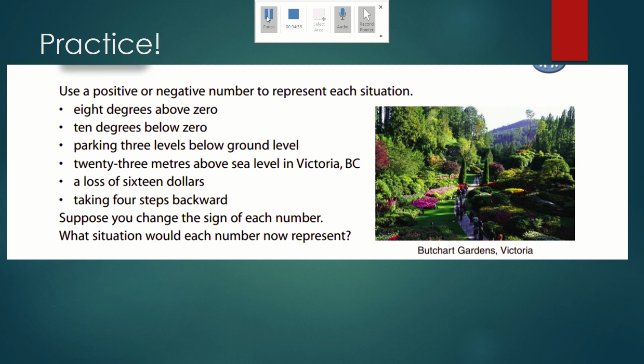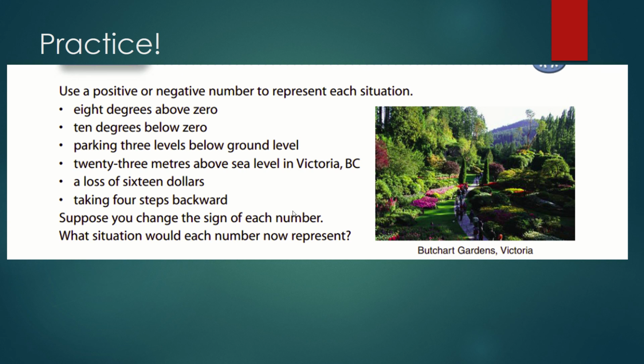What I mean by that is take a piece of loose leaf out. And what you're going to do is use a positive or negative number to represent each situation. So we have 8 degrees above 0, 10 degrees below 0, parking 3 levels below ground level, 23 meters above sea level in Victoria, BC, a loss of $16, or taking 4 steps backward. What this is basically doing, guys, is you can do integers for almost anything if you have a base level.